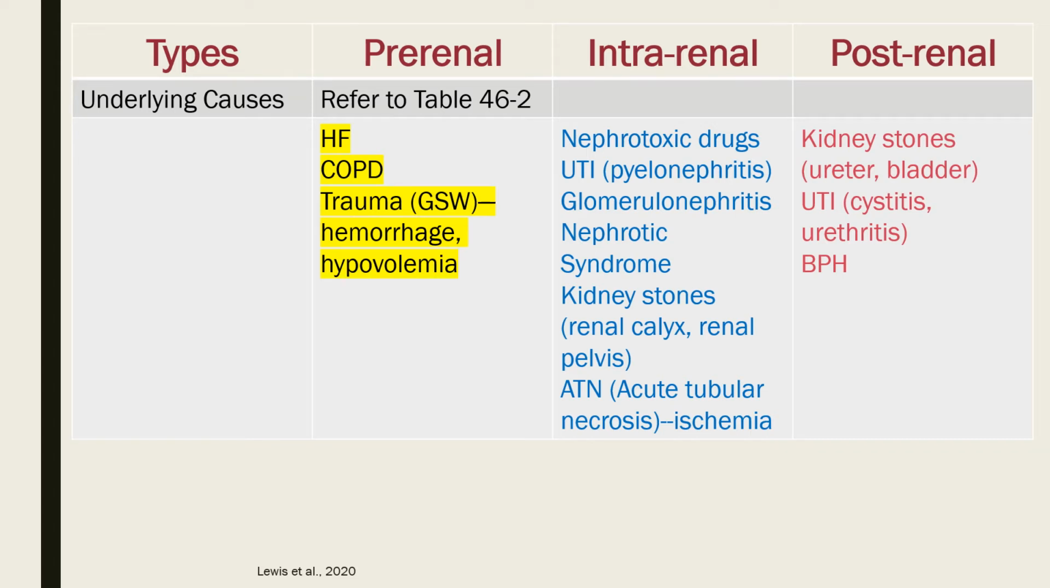Now, this is just a table showing you the different underlying causes. So again, the easiest way to remember them is by knowing what pre means, what intra means, and what post means, so that you really don't have to memorize them, but try to understand that it can happen before the kidneys, or it happens inside the kidneys, or it happens after the kidneys.